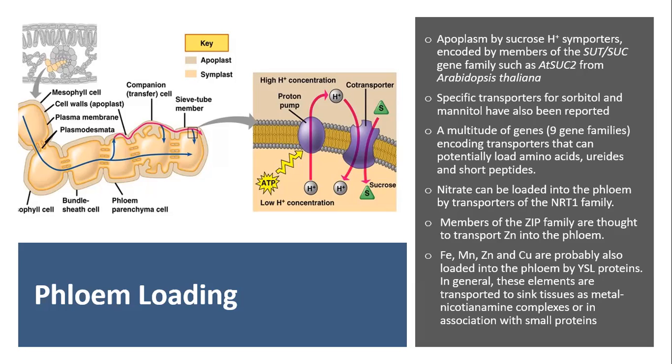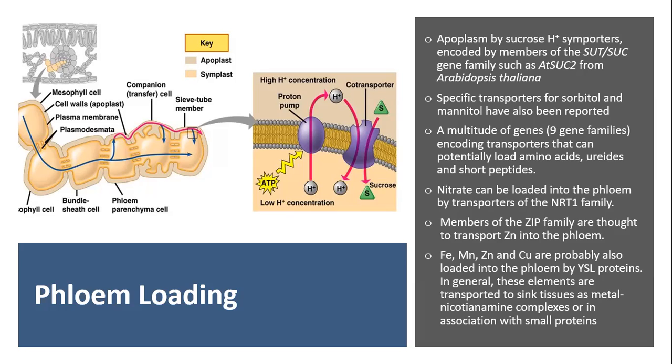They are moving in the phloem in many cases, and as we know, these heavy metals are micronutrients, so they prefer to work in the chelation form.